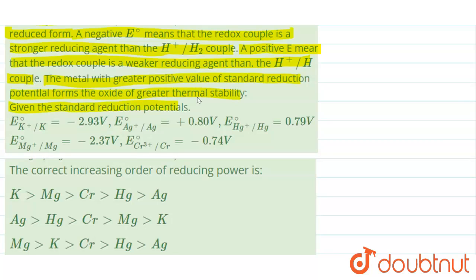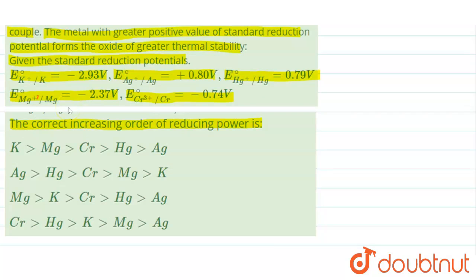Given the standard reduction potentials, E naught of K plus to K is minus 2.93 volts. E naught of Ag plus to Ag is plus 0.80 volts. E naught of Hg plus to Hg is plus 0.79 volts. E naught of Mg 2 plus to Mg is minus 2.37 volts. And E naught of Cr 3 plus to Cr is minus 0.74 volts.